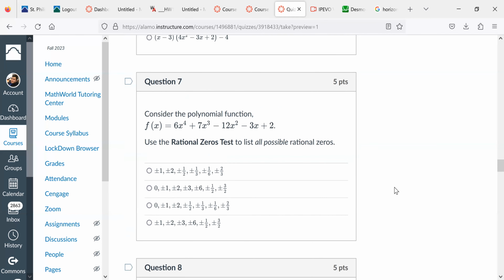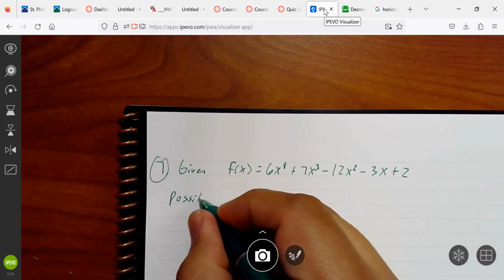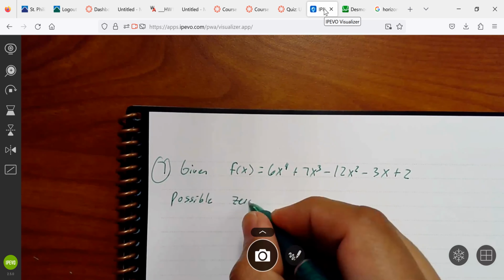Number 7 we did last time. All you got to do is list the possible zeros. Given this function, we said possible zeros will be the factors of the constant term.